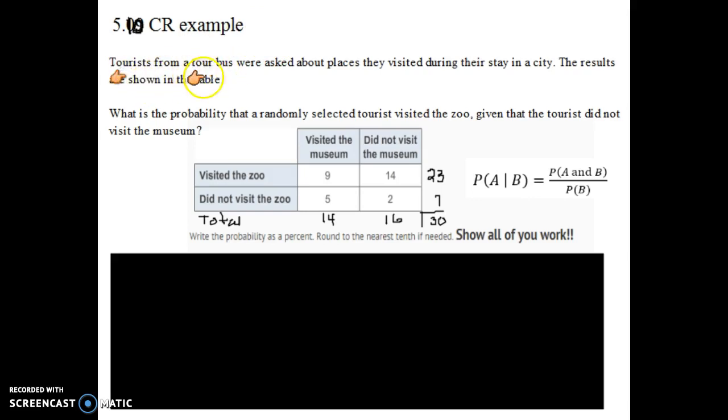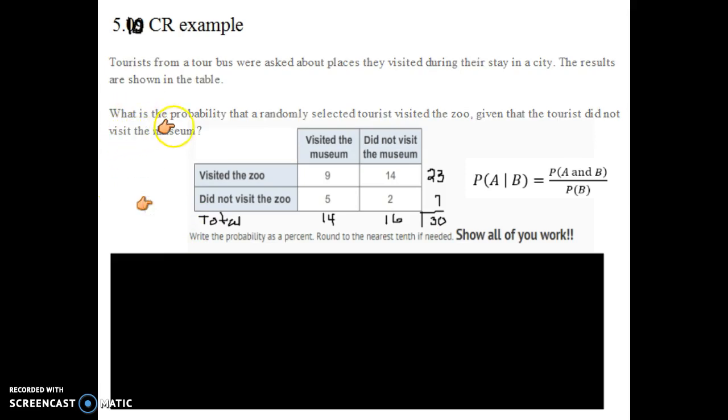So we've got a tourist bus. And they were asked about places they visited during their stay in the city. The results are shown in the table. So the first one, they give you those that visited the zoo, those that did not visit the zoo, and those that visited the museum and did not visit the museum. And you're not given any totals. So the first thing I would do is do your totals here. So if you total 9 plus 14, you get 23. 5 plus 2 is 7. 9 and 5 is 14, 14 and 2 is 16, and then notice my total across and down both equal 30. So that will help you as you do the problem.